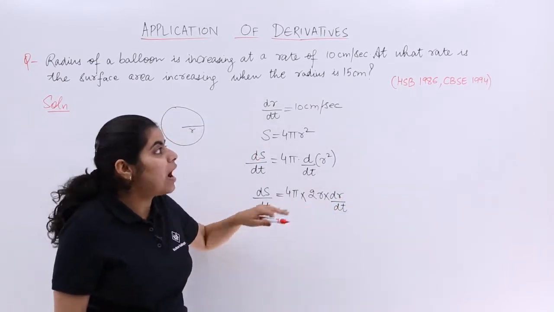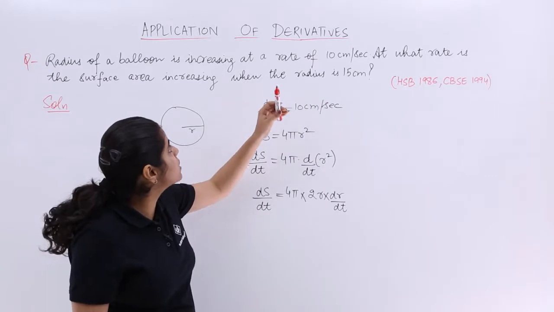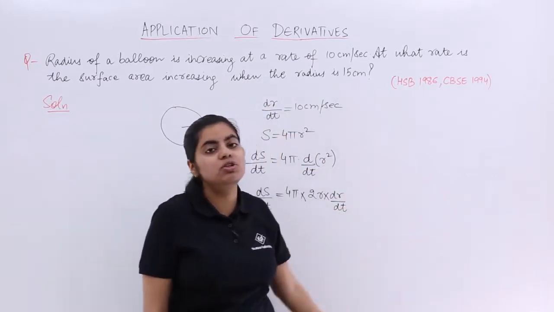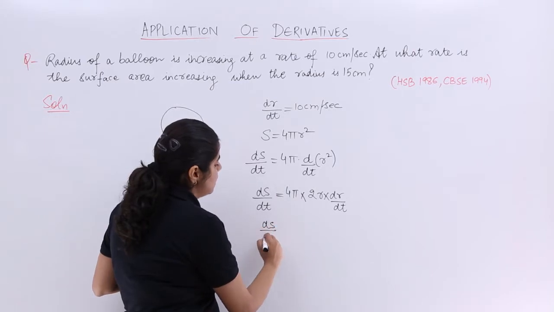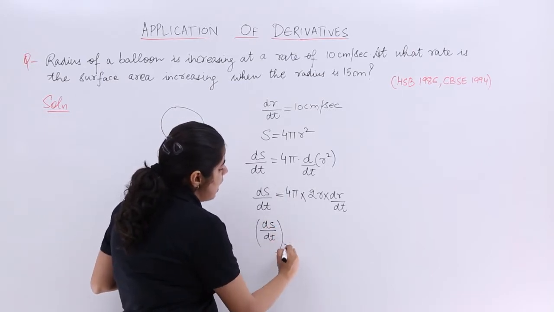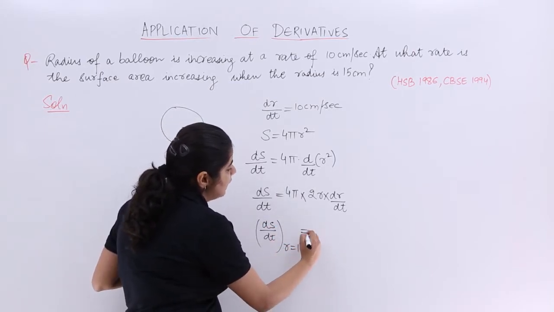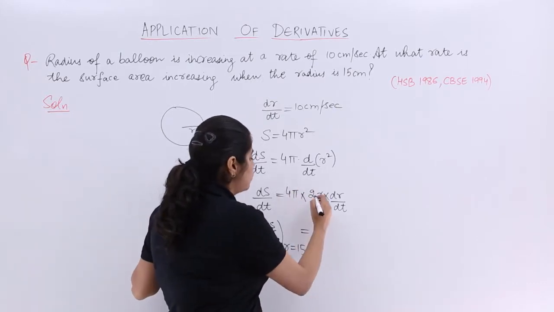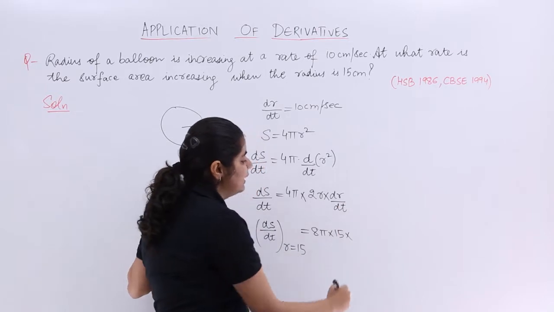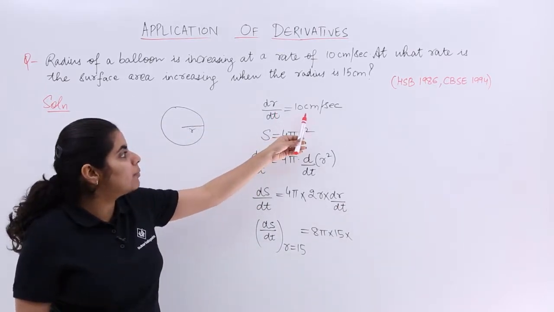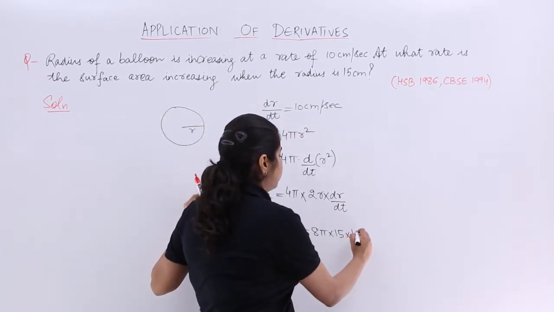Now, what is r? r is the radius. What was the radius that we have to see? Radius is given to us as 15. So, basically we have to talk about dS by dt when my r is equal to 15. So, directly we can put the value. So, it is 4 twos are 8 pi multiplied by 15 multiplied by dr by dt. What is dr by dt? It is nothing but 10.